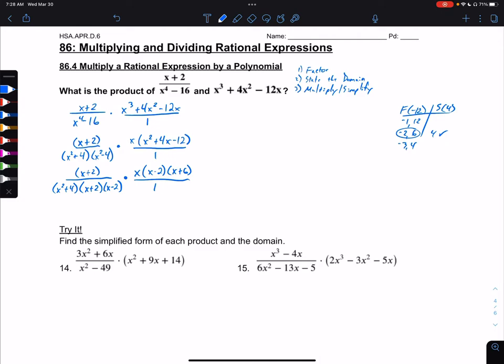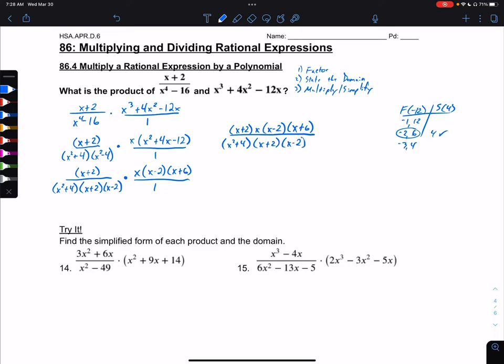From here, you can cancel out if you would like to, or you can put everything together. Again, I'm going to put everything together so that I don't cancel out and make it difficult to read some of this work. So my numerator would be x plus 2 times x minus 2 times x plus 6. And we didn't do the domain, so we have to do the domain. I'm going to finish this step and then we'll go back. My denominator will be x squared plus 4 times x plus 2 times x minus 2.